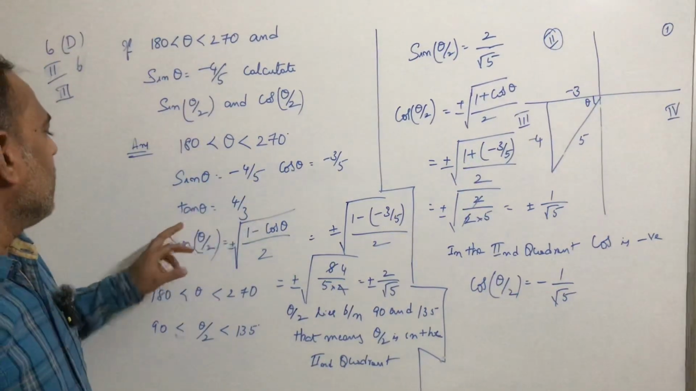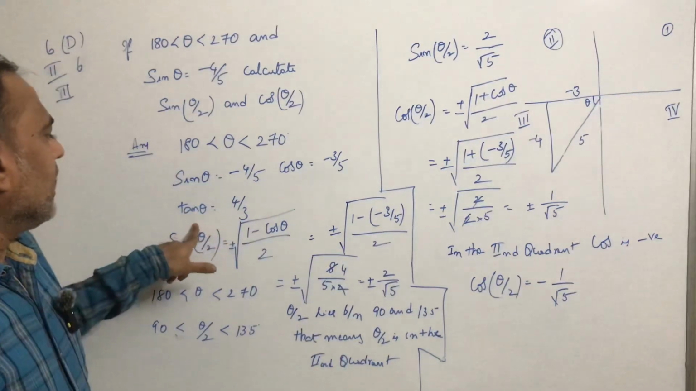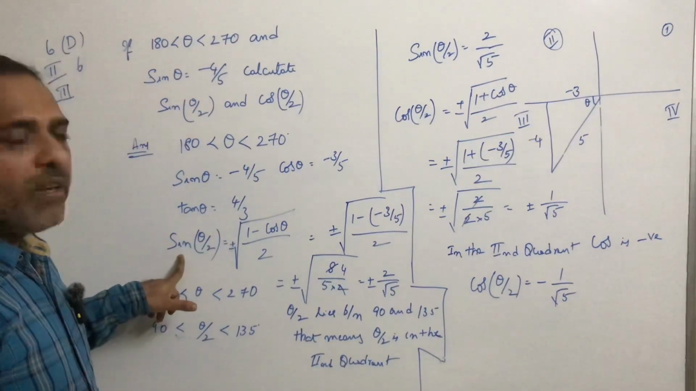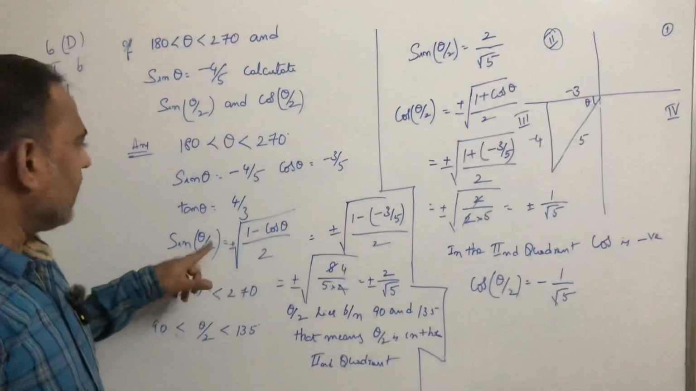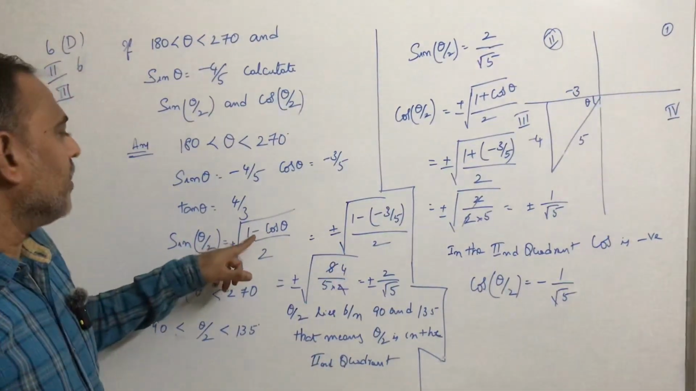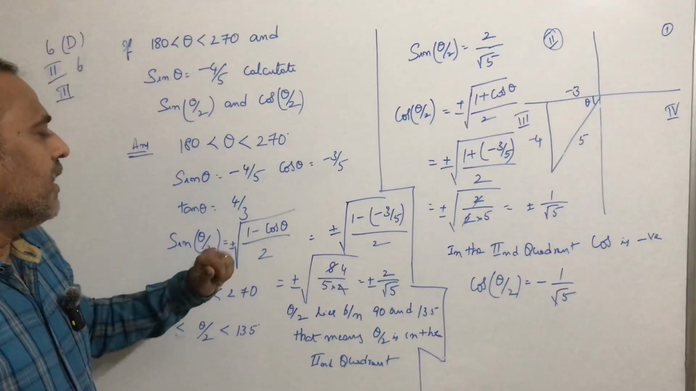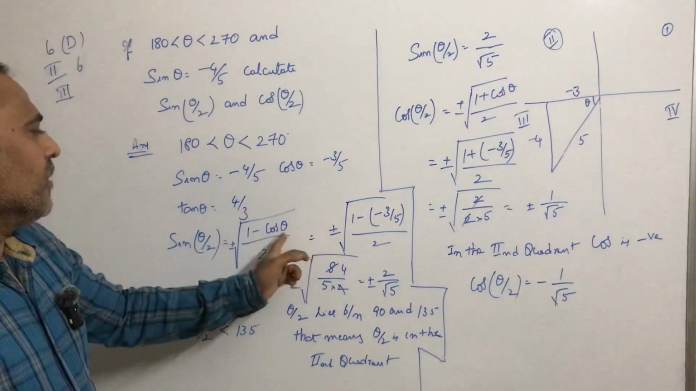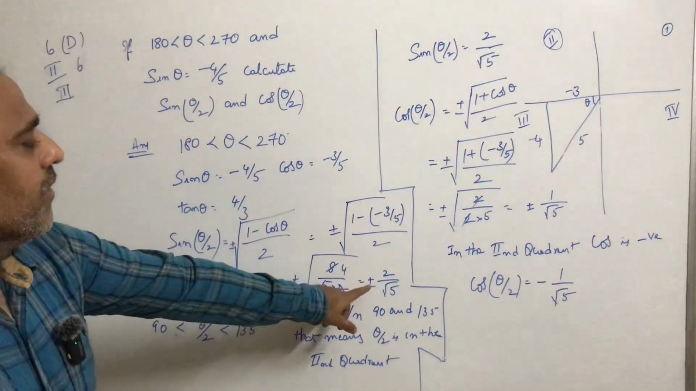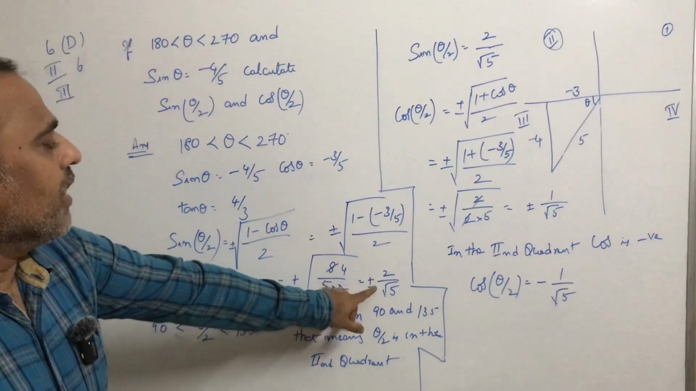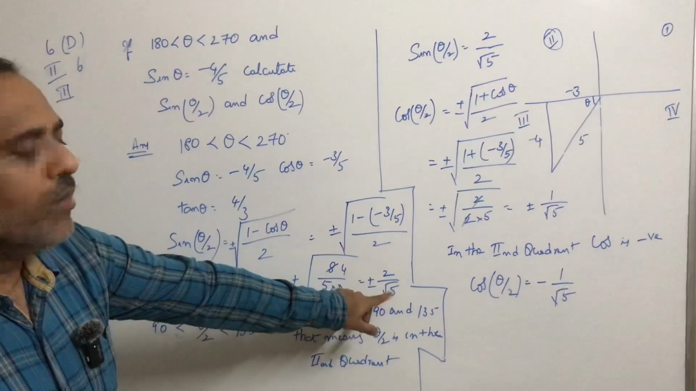Based on this, we are able to find cos theta, sin theta and tan theta values. Once we have them, we know the formula of sin theta by 2. What is the formula? Sin theta by 2 equals plus or minus square root of (1 minus cos theta) by 2. We just substitute the cos theta value in this. But here the logic lies: we got plus or minus 2 by root 5.